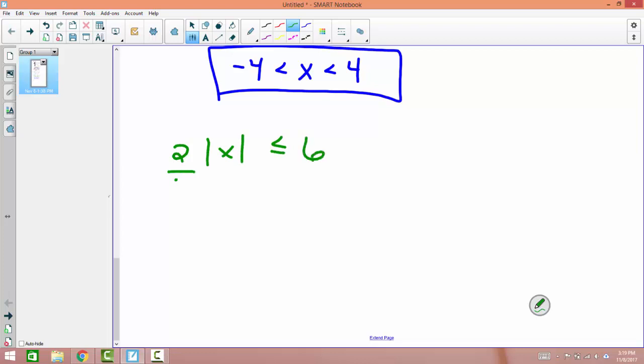So the next problem is 2 times the absolute value of x is less than or equal to 6. To get the absolute value alone, the first step would be to divide by 2. So the absolute value of x is less than or equal to 3. Why don't you go ahead and try and see if you can do this?